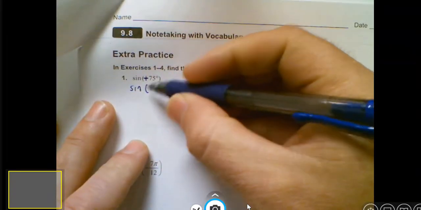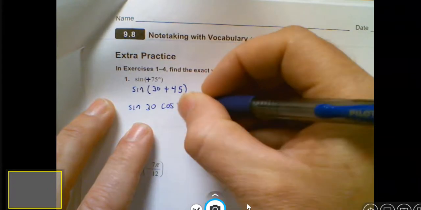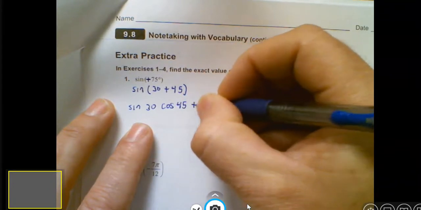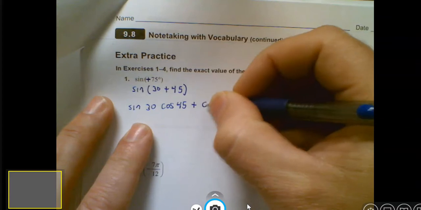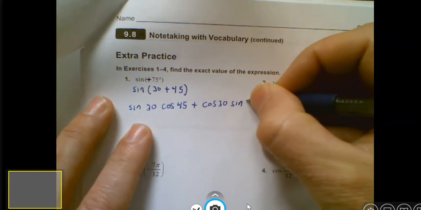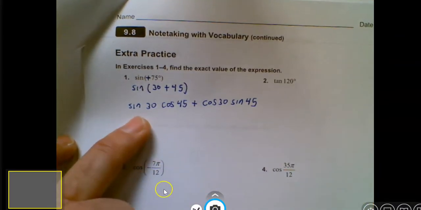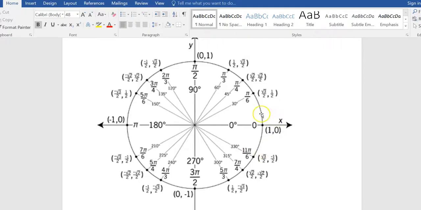So this is our angle A, and this is our angle B. We're saying the sine of angle A times the cosine of angle B plus, and then we just switch them, so now the cosine of angle A times the sine of angle B. All we have to do is plug in the information. What's the sine of 30 degrees? As you look at our unit circle, here's 30. You can see that the sine is 1/2, and the cosine is rad 3 over 2.